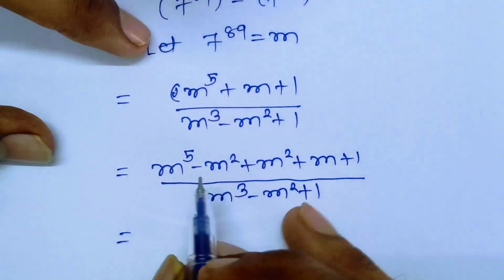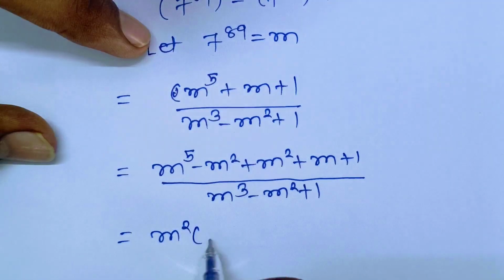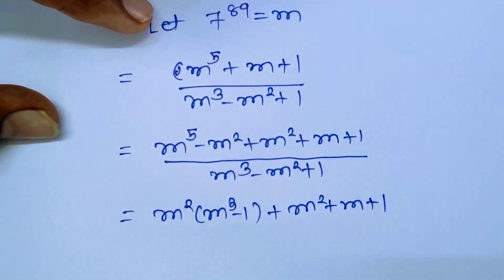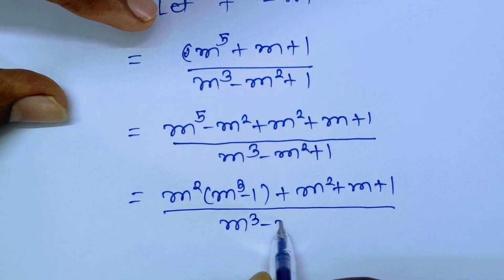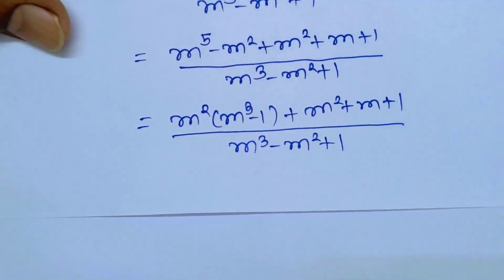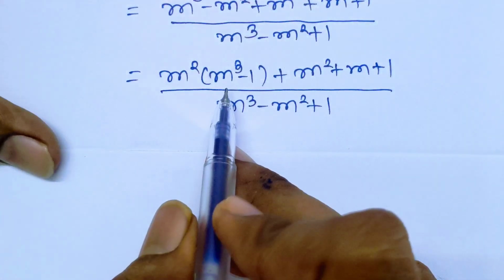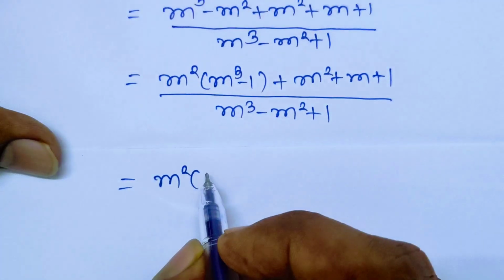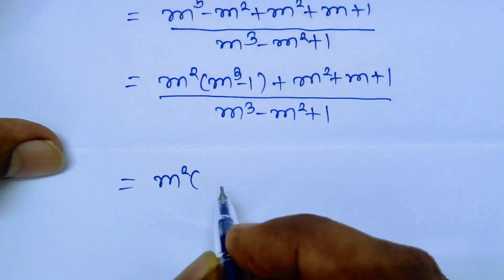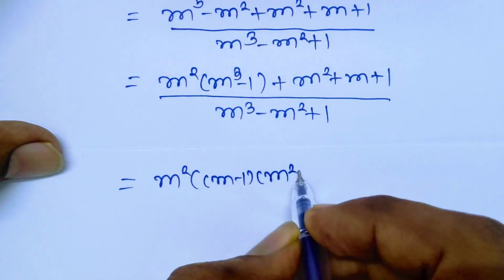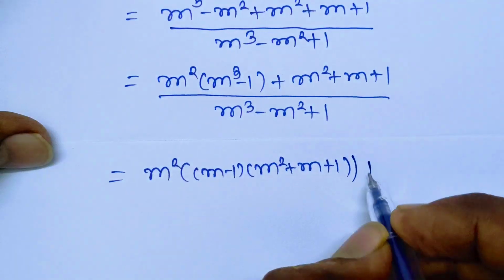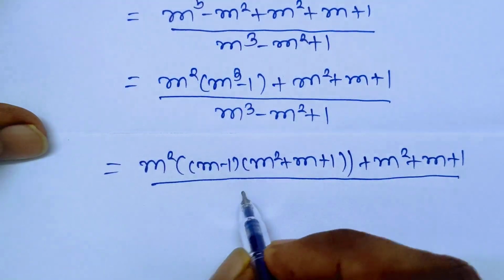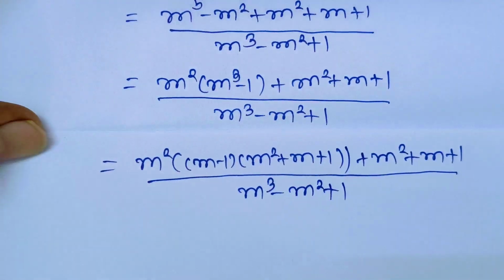Now here m^2 is common, and the remaining part is m^3 - 1, plus m^2 + m + 1 as it is, this whole divided by m^3 - m^2 + 1. Now apply the a^3 - b^3 formula: a^3 - b^3 = (a - b)(a^2 + ab + b^2). So m^3 - 1 is (m - 1)(m^2 + m + 1), plus this part m^2 + m + 1, this whole divided by m^3 - m^2 + 1.